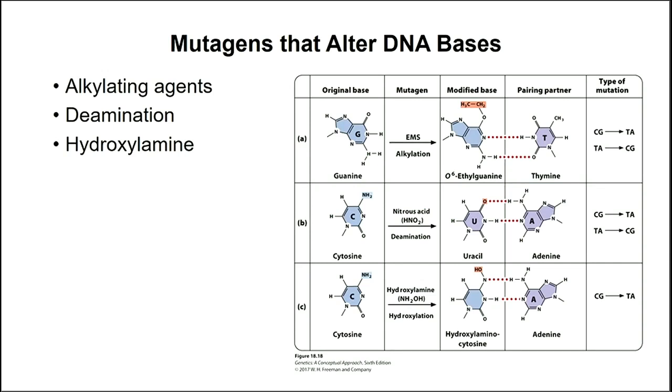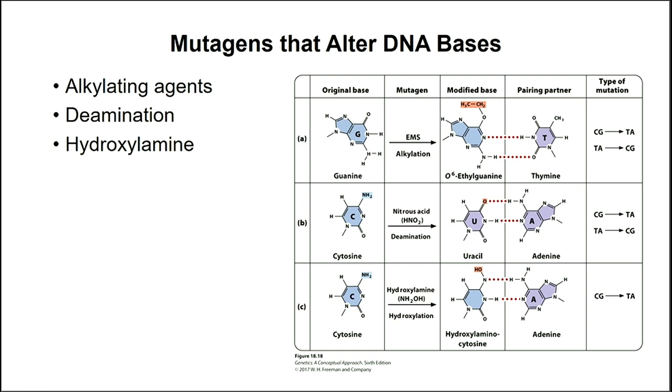We have alkylating agents. For example, EMS is an alkylating agent. It changes guanine to ethylguanine. Ethylguanine will pair with thymine, which is obviously not what G's are supposed to pair with. G's normally pair with C's, but ethylguanines pair with T's. Deamination, like nitrous acid, can deaminate cytosine to make it a uracil. Normally cytosine pairs with guanine, but uracil would pair with adenine. So if we change our cytosine to a uracil, we're going to change our base pair after replication.